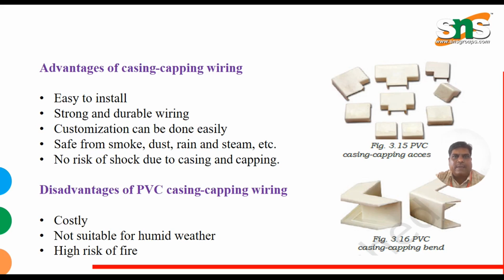Advantages of casing capping wiring. So this is the casing capping wiring, which is used above the wires. Easy to install, strong and durable wiring. Customization can be done easily. Safe from smoke, dust, rain and steam. No risk of shock due to casing and capping. Disadvantages of PVC casing capping wiring: it is more costly, not suitable for humid weather, and has a high risk of fire.